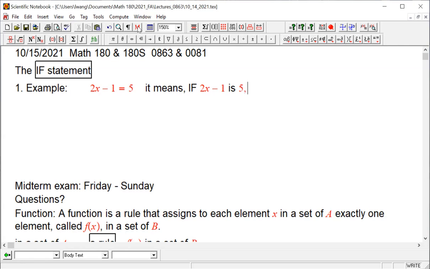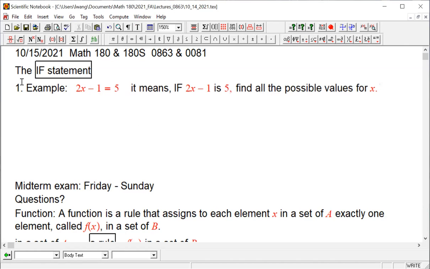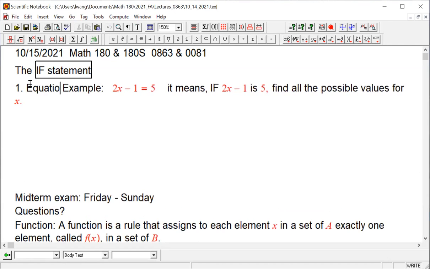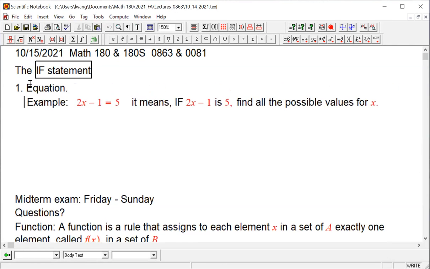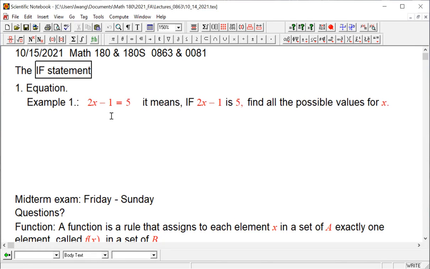If 2 times an unknown number minus 1 is 5, and then what do you do? You're going to find all the possible values for x. And this kind is called what? This category has a name. They are called equations. Okay, so you have numerous examples, right? So that's example number 1.